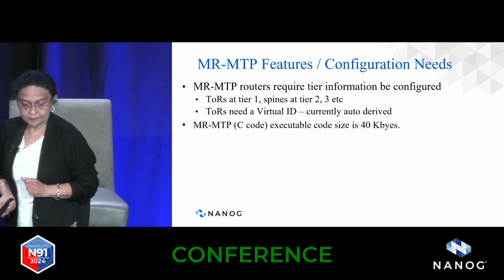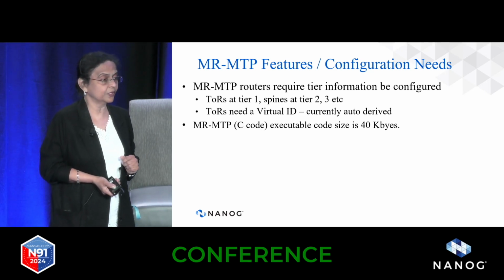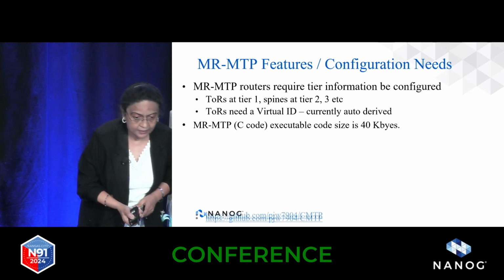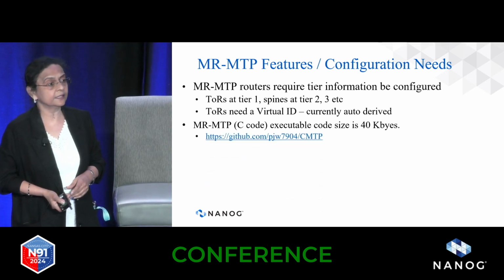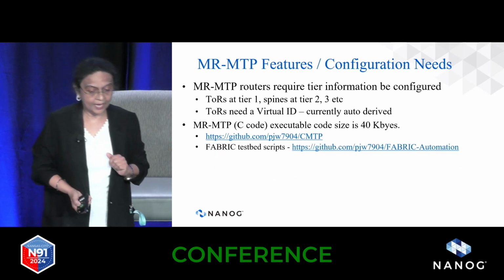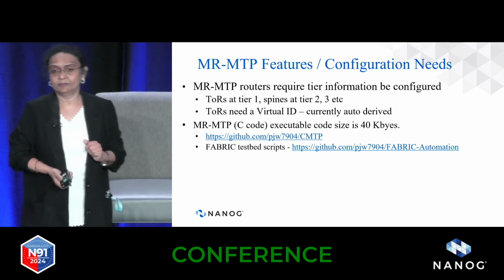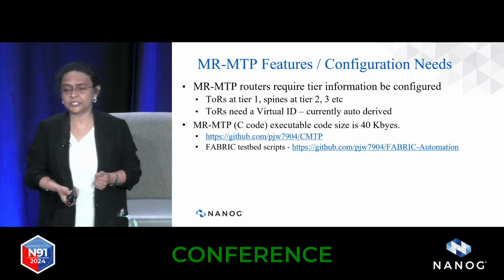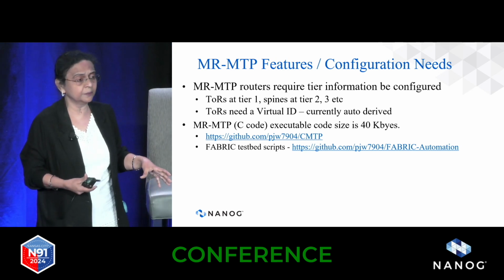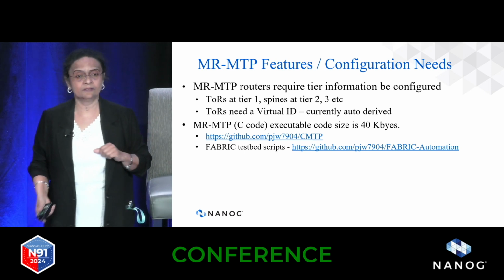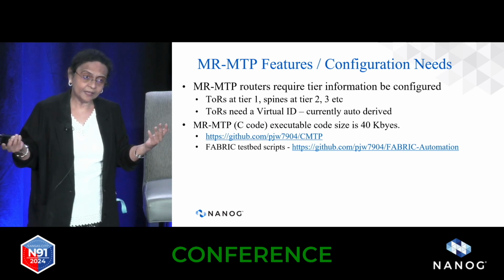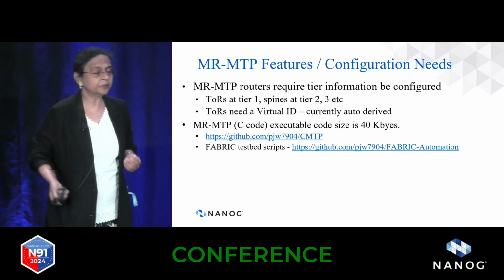MR-MTP code, believe it or not, is just a 40 kilobyte executable. We have coded it in C, and it is available at that GitHub link. My students set up all these fanciful things, and like I said, I currently have an implementation on the Fabric testbed, and the Fabric testbed actually uses Jupyter notebooks, and we have all the scripts available there. So you can just download it. You need an account in Fabric. I think anybody can get it easily, and you can test it out.